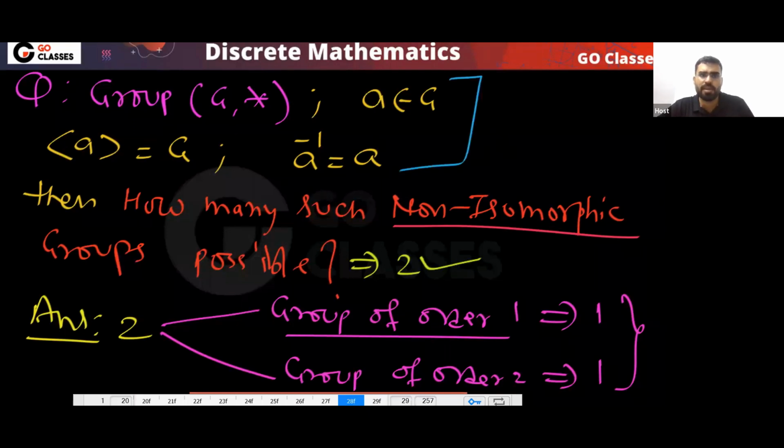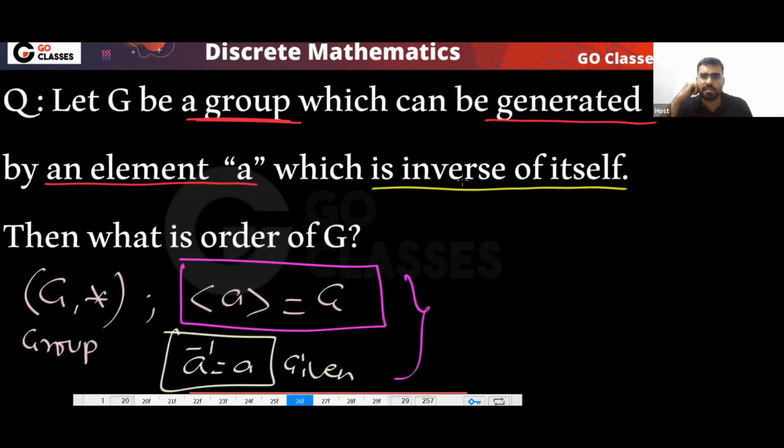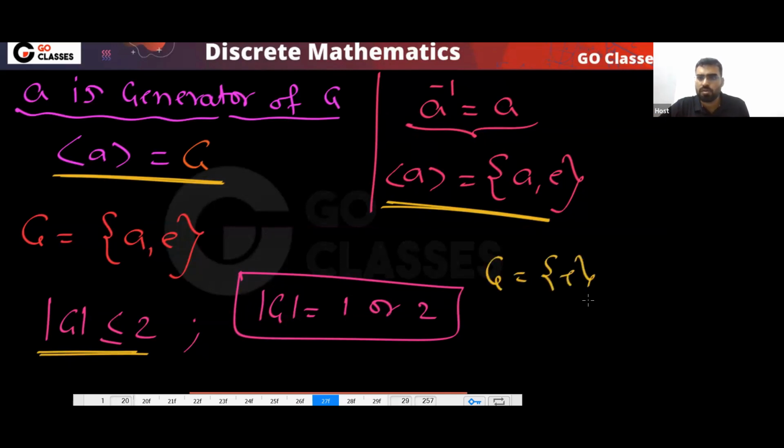So every such group will be abelian. This implies abelian. So how many non-isomorphic groups are possible? 2, and each is abelian. See, this is the question. In the question, you are saying that this a can generate the complete group; a is the generator of G. It means G is equal to the subgroup generated by a, and a is equal to a inverse. From these two, I can say G is equal to a comma e. But a can be e. So I can say the cardinality of the group will be less than or equal to 2, because remember, G can be e also. This group can be there, or G can be like this. So these two groups are possible.